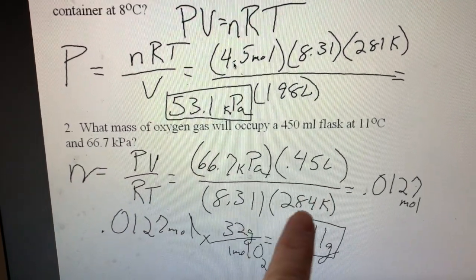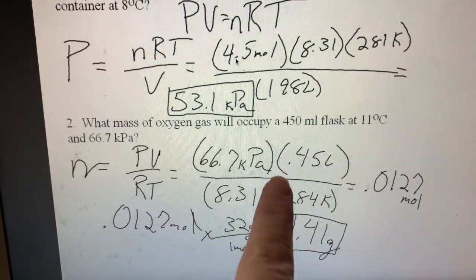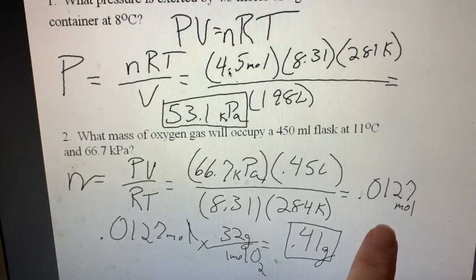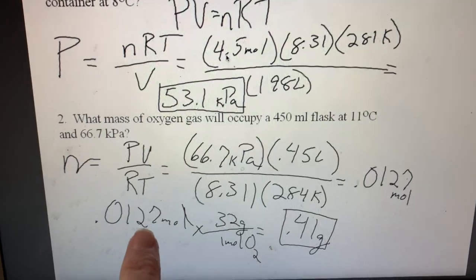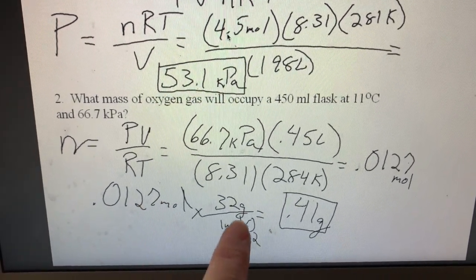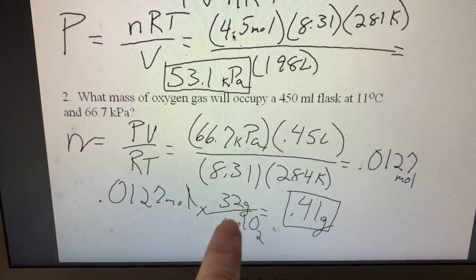And I plug in all of my values, making sure I change Celsius to Kelvin, all that good gas law stuff. I end up getting about 0.0127 moles of oxygen. All right. Then I'm going to convert those moles of oxygen to grams using the molar mass from the periodic table.